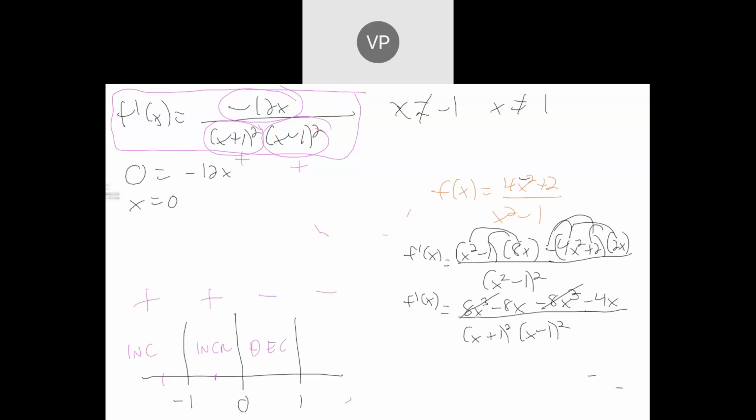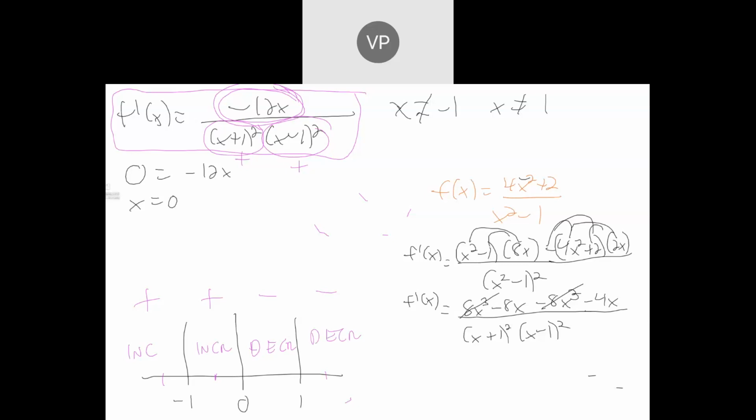again, I'm plugging in, say, 1/2. 1/2 times negative 12 gives me a negative 6. That's negative. Plug in 2. 2 times negative 12 is negative 24. That's also decreasing. So we're increasing, increasing, decreasing, decreasing.